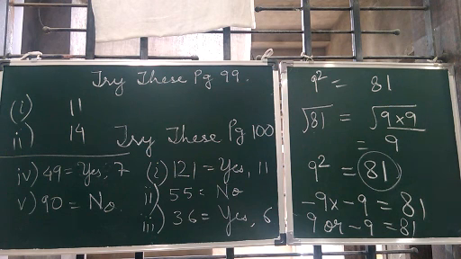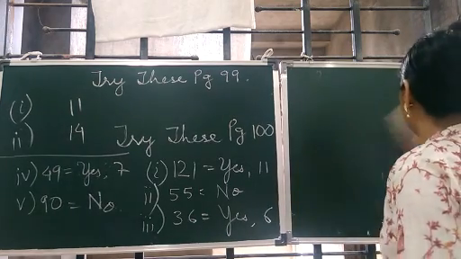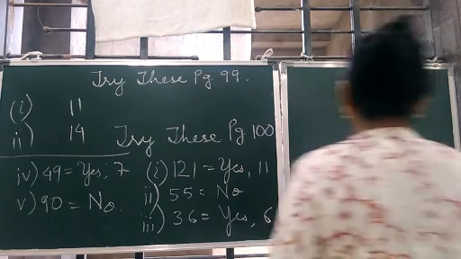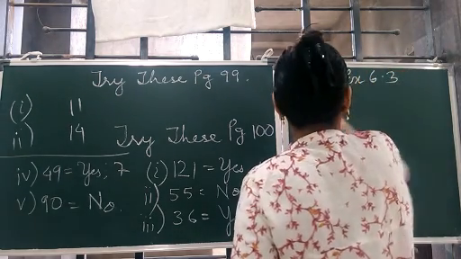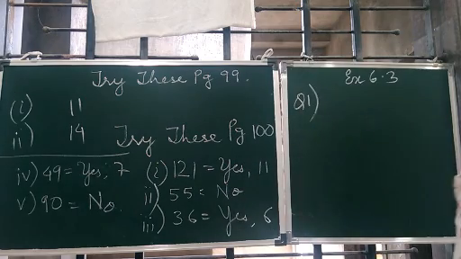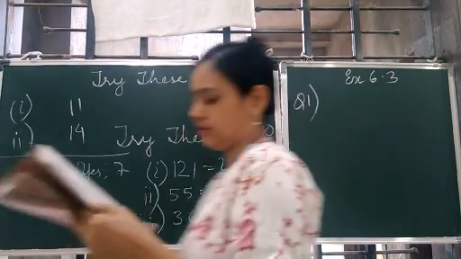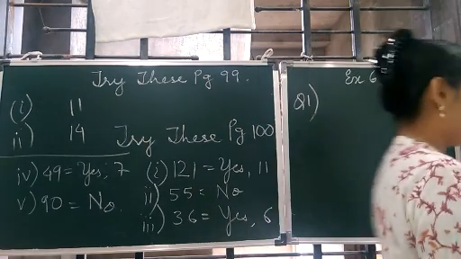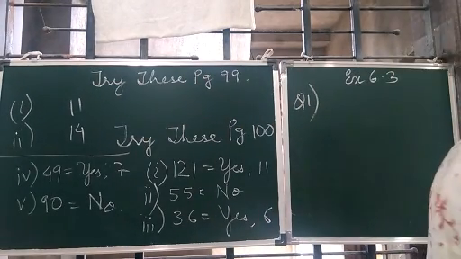Then there is exercise 6.3. So we start with exercise 6.3. The right hand copy. What could be the possible ones digits of the square root of each of the following numbers? So what can be the digit in ones place for the square roots of these numbers?